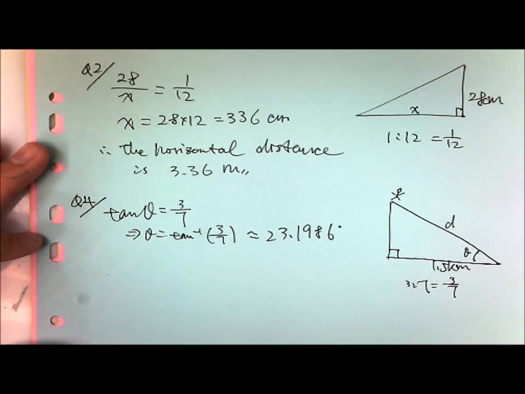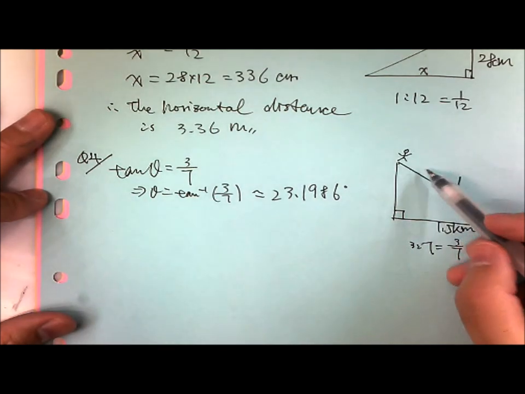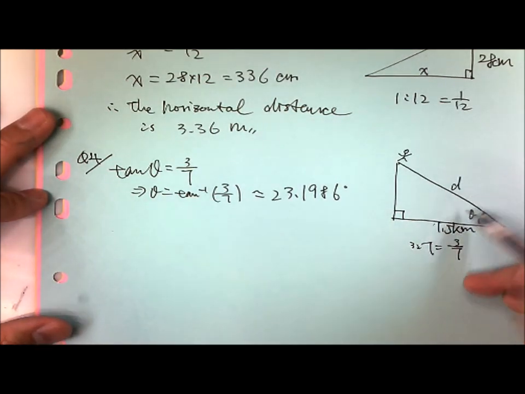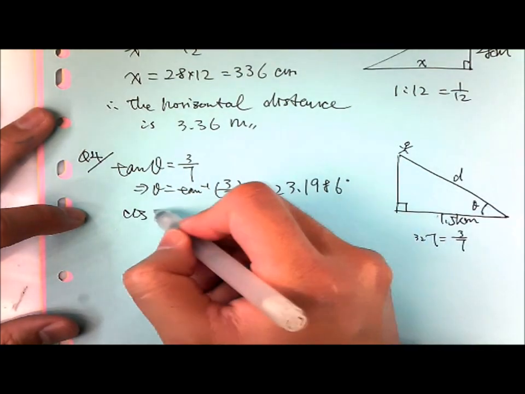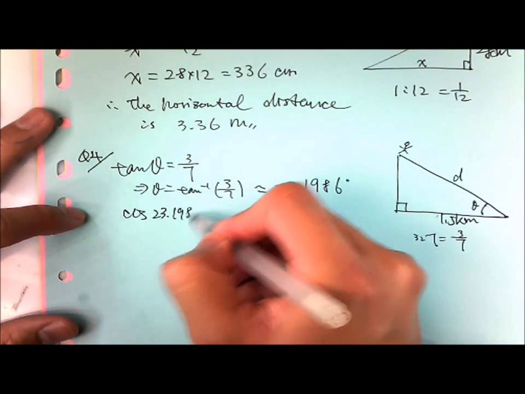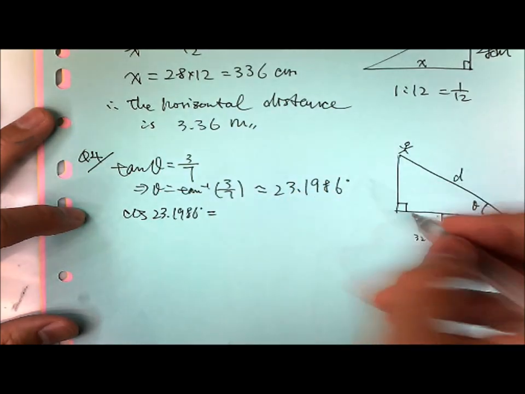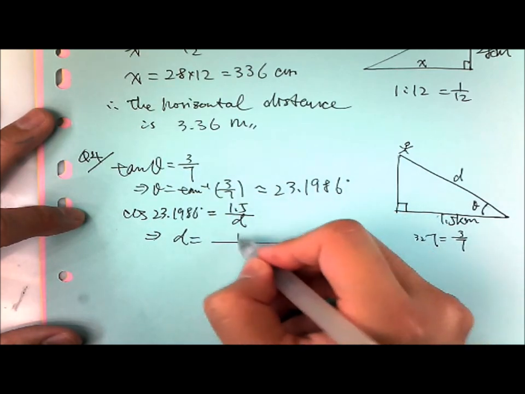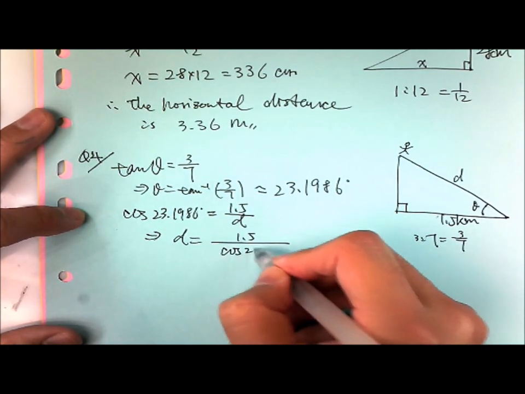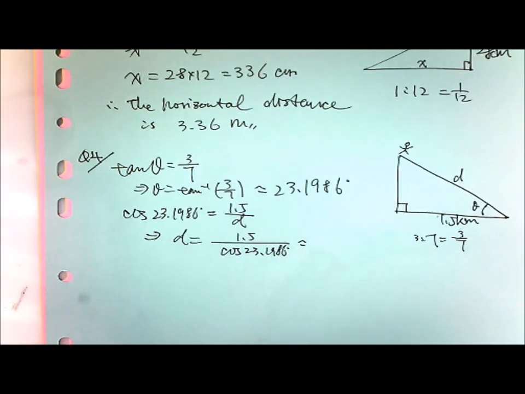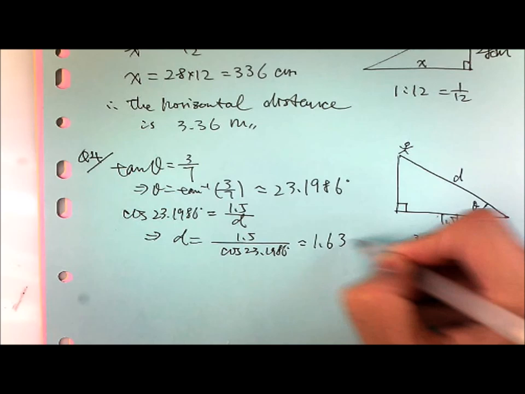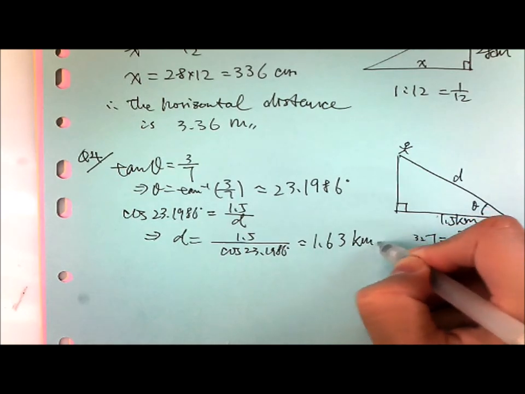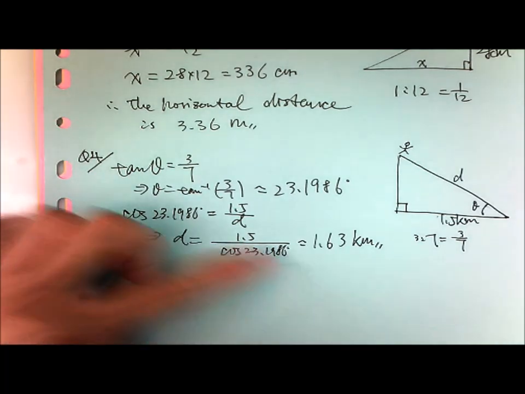So you have this theta, and then you have to calculate this, right? Let it be d. So how to calculate d? You have 1.5 km, right? You can do cosine theta, cosine 23.196 degrees equals 1.5 divided by d, and then your d will be 1.5 divided by cosine 23.196 degrees. It's just 1.63 km. Understand? This is what you have to calculate.